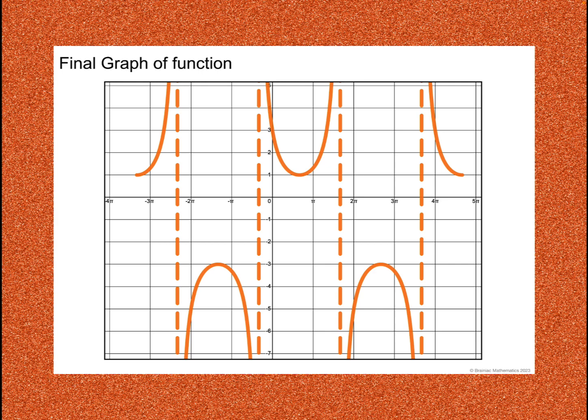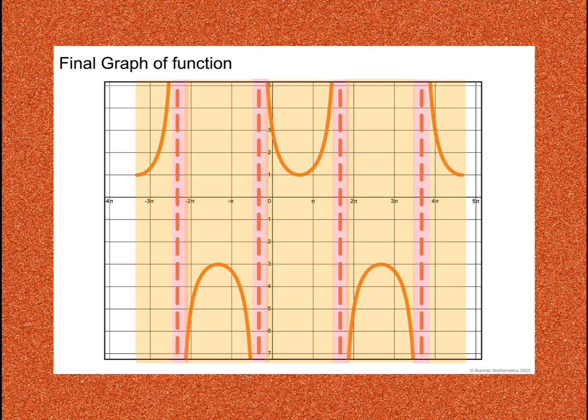And so our domain will be everywhere, all real numbers except for asymptotes, because notice the graph never crosses those asymptotes. So we need to identify that the asymptotes are not part of the domain, but everything else is. But our problem is, how do we write that?